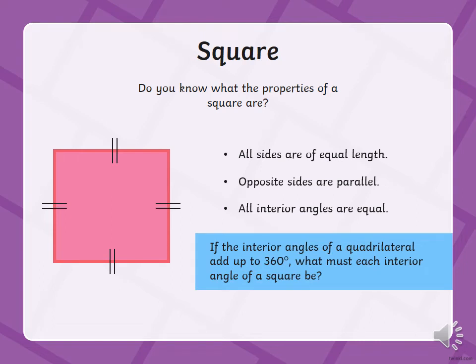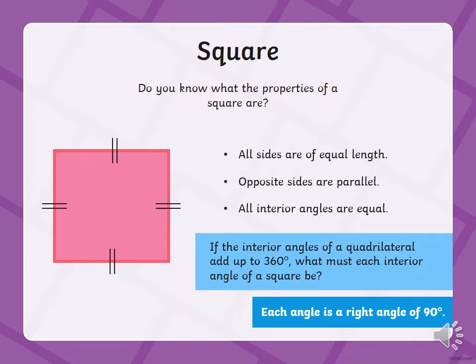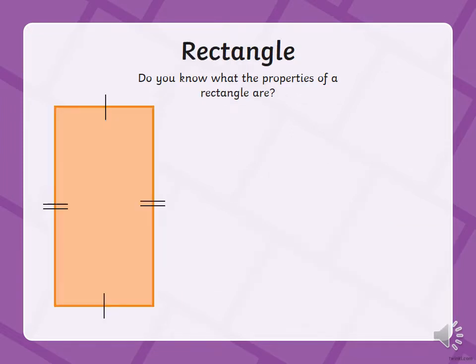So if the interior angles of a quadrilateral add up to 360, what must each interior angle of a square be? So remember, in a square everything is equal. So how would you work that out? Well done, you could do 360 divided by 4. A rectangle.